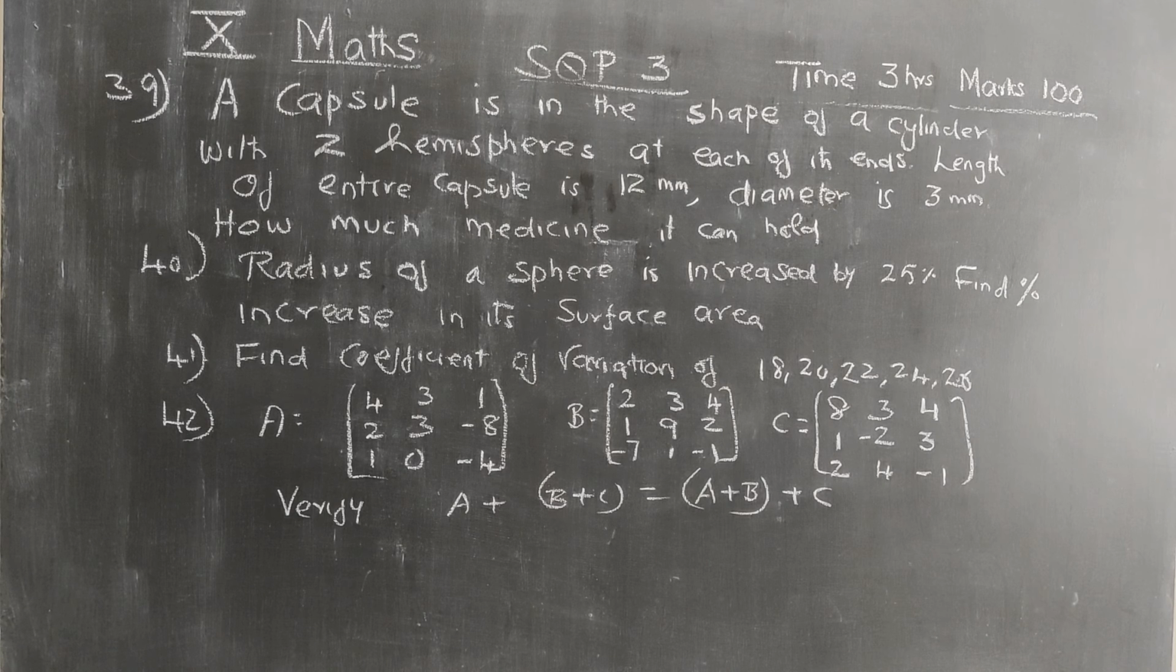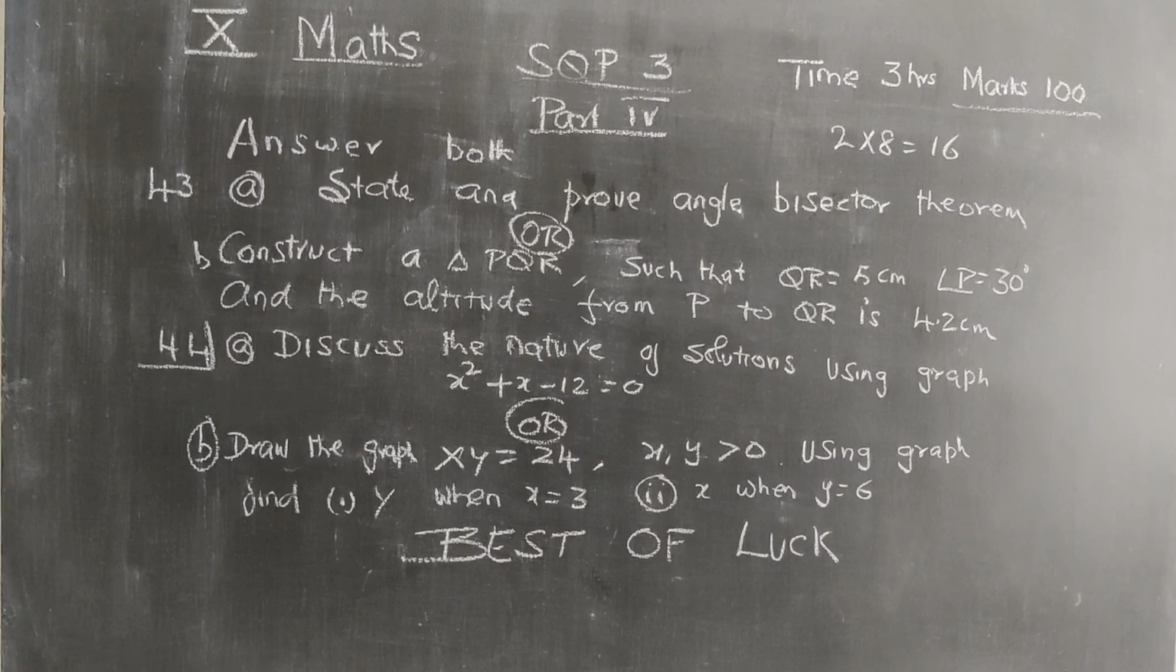Question number 42. Three matrices are given, A, B, C. You have to verify A plus B plus C equal to A plus B plus C. Question number 42 is compulsory. Now we go for part 4, 8 mark questions. The last part of the question paper, part 4.